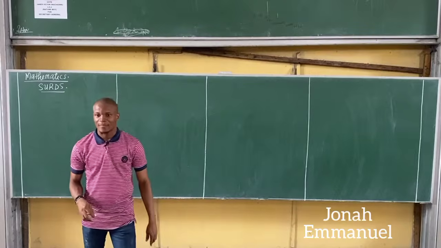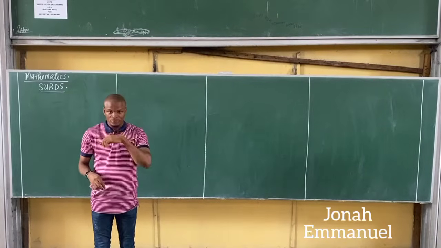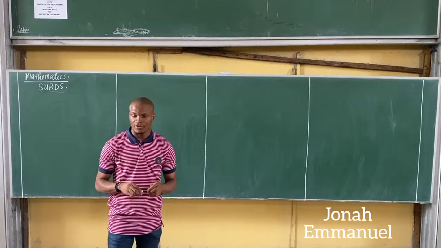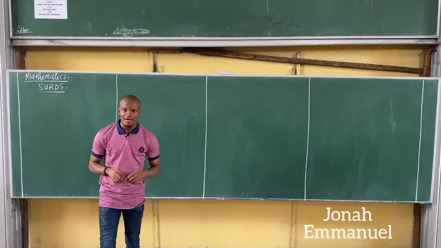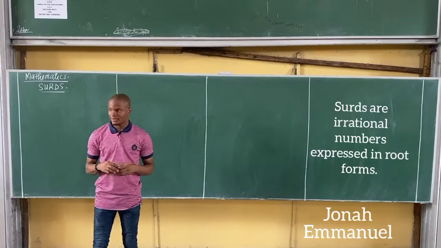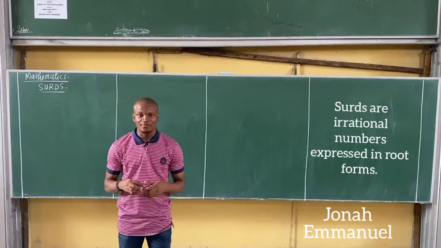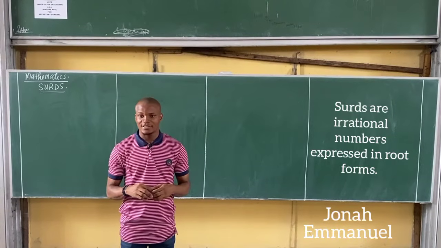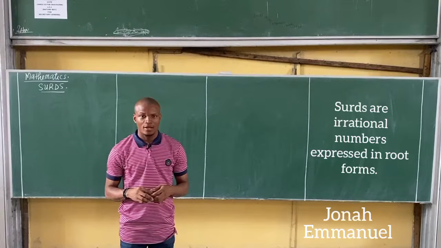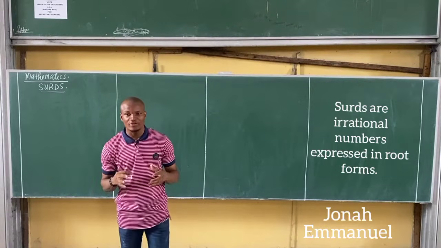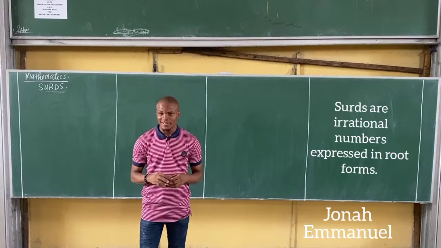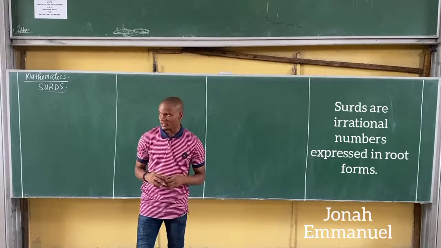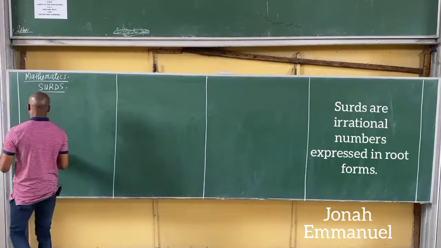Definition. Surds are irrational numbers expressed in root forms.